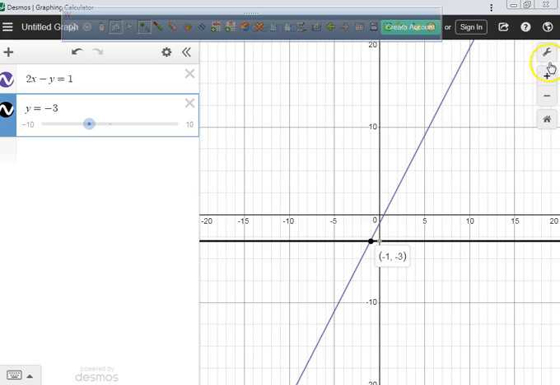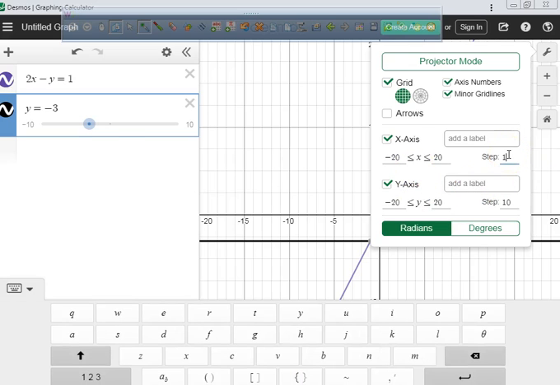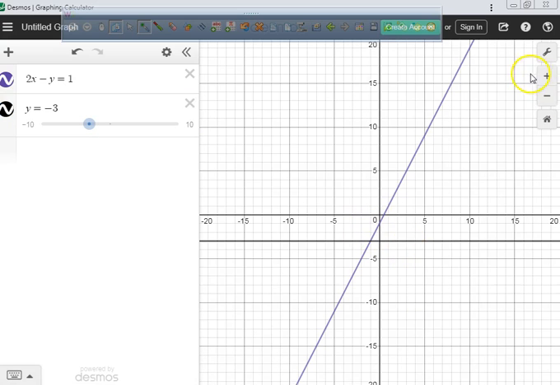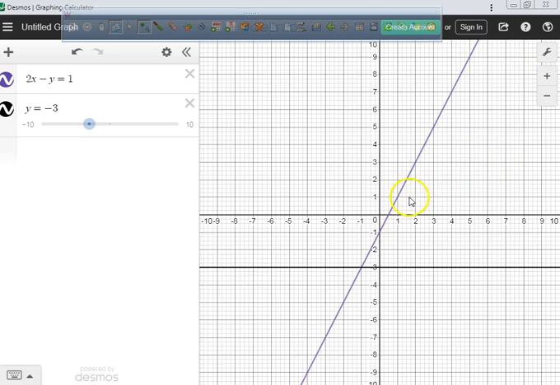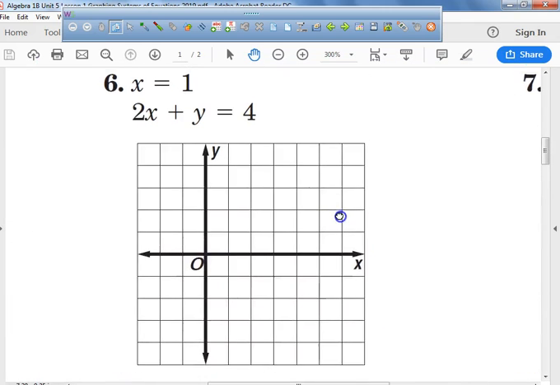So, right here, we need to change our steps to 1. On Desmos, change your step to 1. And that'll help you be able to graph it a little bit more accurately, where you can find points to plot. You guys see that right there? You can plot a 1, and a 0, -1. So you can find points that you can plot on your paper. Now we're going to go ahead and use Desmos for number 6 to help you guys out.